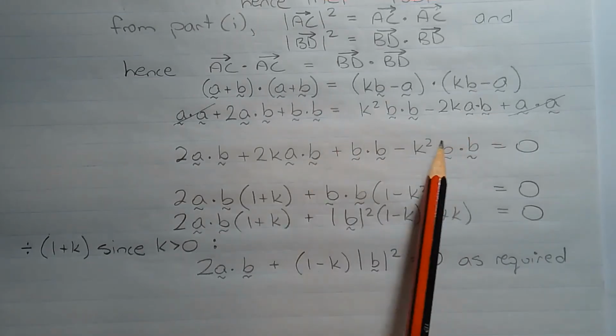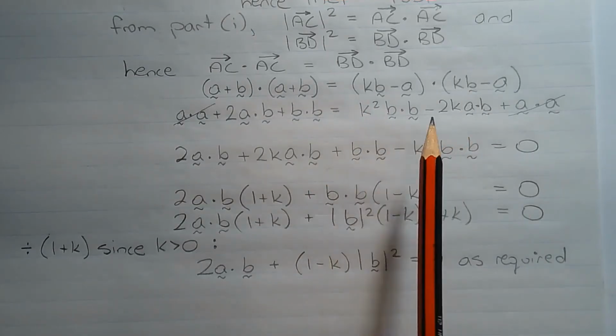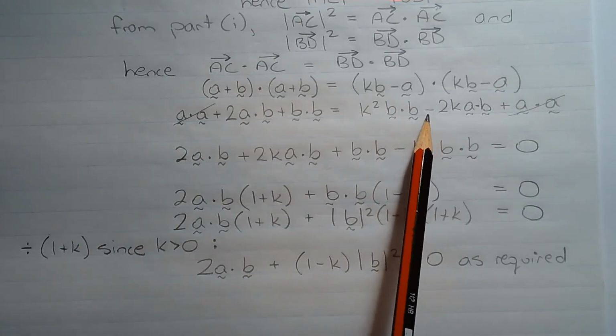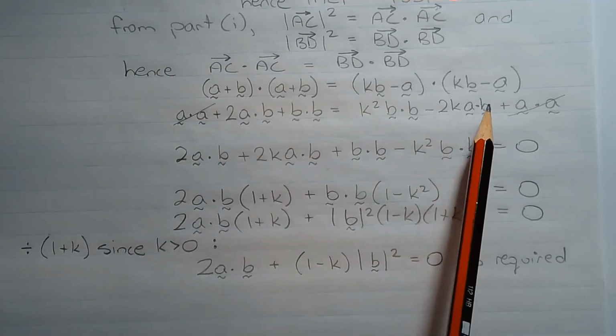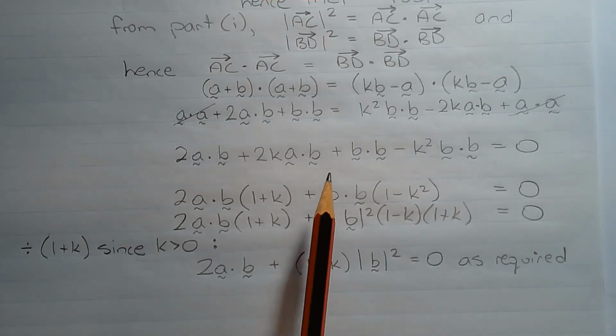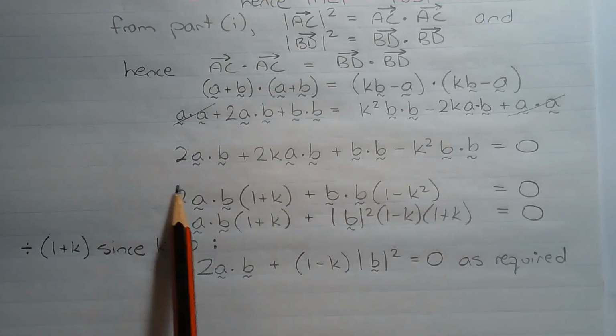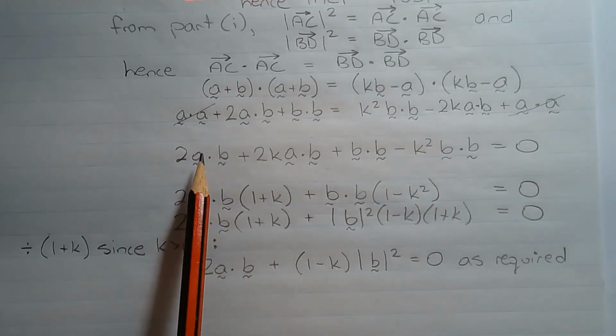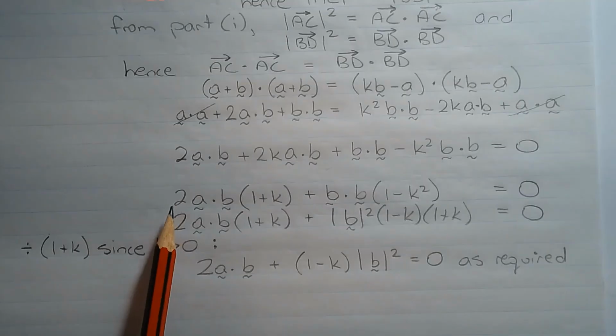And the terms on the right-hand side, so that's the k squared times the dot product of vector b and vector b, and the minus 2k times the dot product of vector a and vector b, can be moved over to the left-hand side, so we end up with 0 on the right-hand side. Now the left-hand side can be factorised by grouping in pairs. So these two terms, we can take out 2 times the dot product of vector a and vector b.